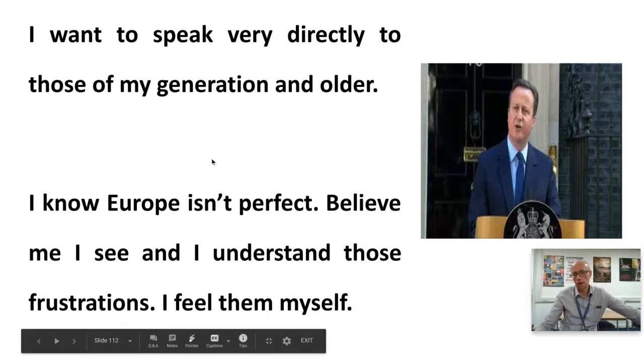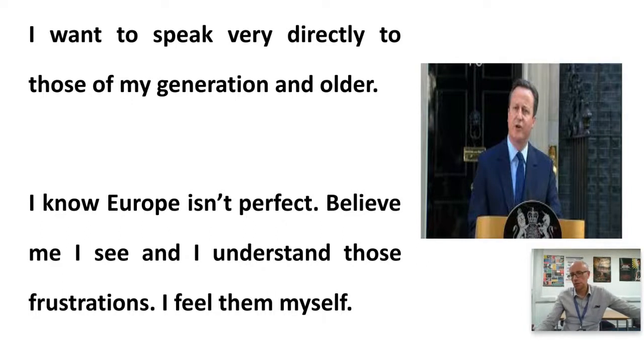I want to speak very directly to those of my generation and older. Now notice that he's foregrounded at the beginning of the sentence a first person singular pronoun. So he's trying to make a very personalised message because after all, he was the Prime Minister at the time and he doesn't want to sound too distant and authoritarian. So he's trying to communicate in a kind of personalised way. So that's why he uses a very direct first person singular pronoun at the beginning, and he uses the first person singular possessive pronoun, my generation, to talk about, in a collective kind of way.